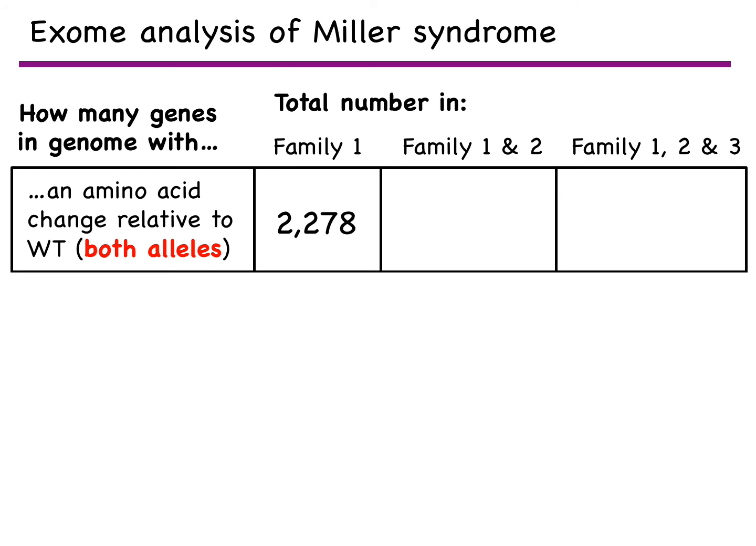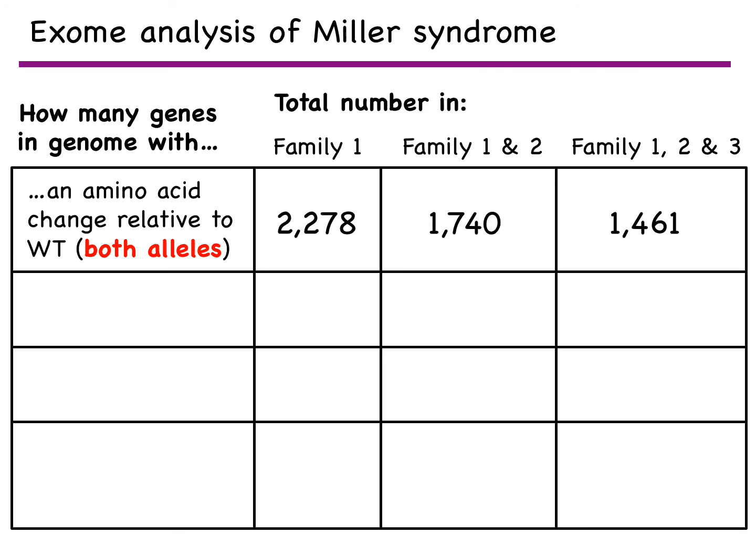So they found in family 1 there were 2,278 genes in the genome that had an amino acid alteration in both copies. And then of these 2,278, 1,740 of them were in common between families 1 and 2. And then the number that were in common between all 3 of the Miller syndrome families were only 1,461. So the number has been reduced by looking at how many were in common between the 3 families. But 1,461 is still a relatively large number of candidate genes to be working with. So they had to do some additional analyses to reduce this number even further.